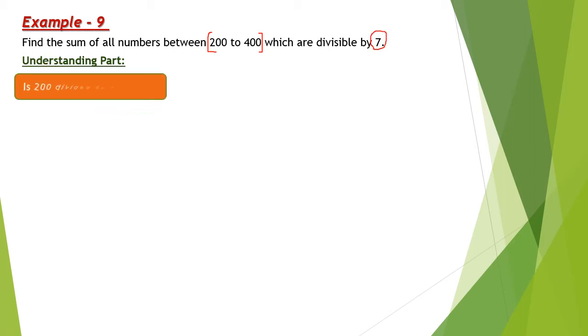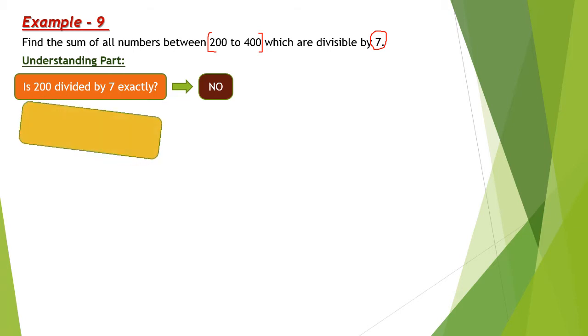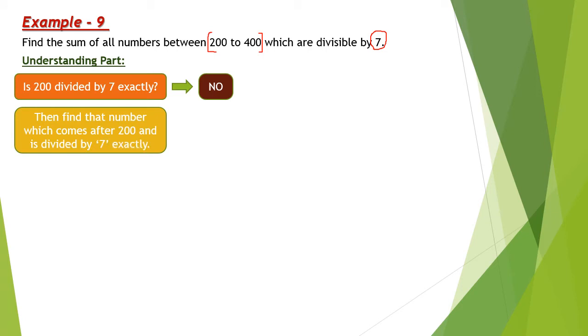There is a question for you. Is 200 divisible by 7 exactly? You can use your calculator and check, and your answer must be no. We can't divide 200 by 7 exactly. Now find that number which comes after 200. After 200 means 201, 202, 203. Which number is exactly divisible by 7? You can check with the help of your calculator. First 200, it's not exactly divisible by 7.